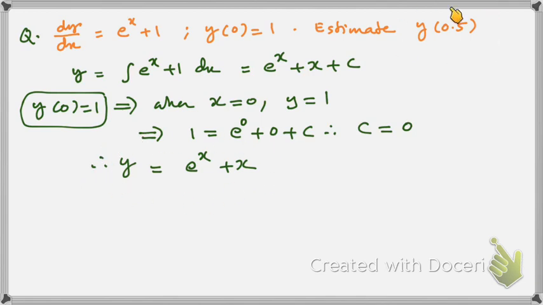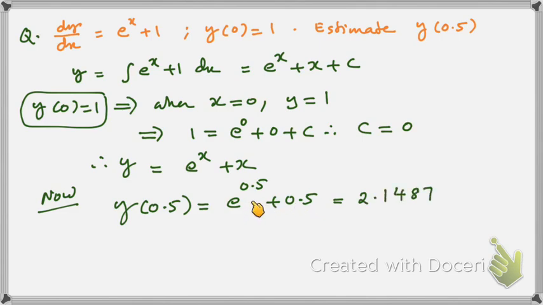And my question is to find out y of 0.5. So now what is y of 0.5? Replace x by 0.5. Y of 0.5 is what I need. So what is y of 0.5? Y of 0.5 will be e raised to 0.5 plus 0.5, which when I evaluate, I get 2.1487, against 2.11 something which we got earlier.